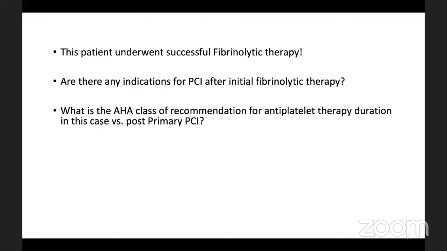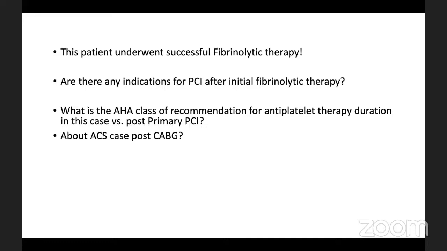Okay, so now I would ask you about the antiplatelet therapy duration in this case versus if this patient underwent primary PCI. For primary PCI, it will be dual antiplatelets for 1 year, and then aspirin for life. For fibrinolytic therapy, I'm not sure. I think it should be the same.